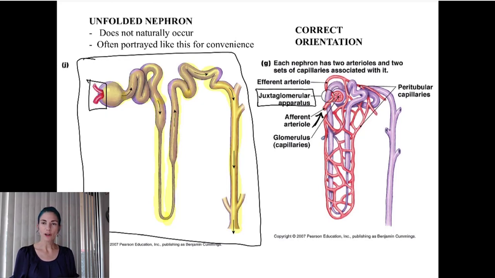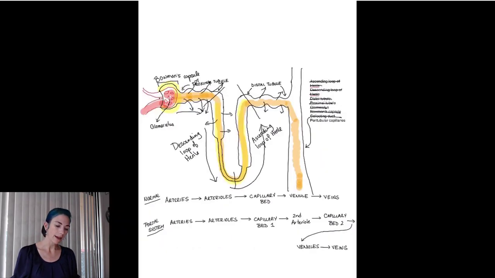So an afferent arteriole is basically bringing blood to the glomerulus. That's our first capillary bed. And then blood is coming away in that second arteriole. That's going to be the efferent arteriole. There's my efferent arteriole. And it's going to go into a second capillary bed. Well, that second capillary bed is the peritubular capillaries.